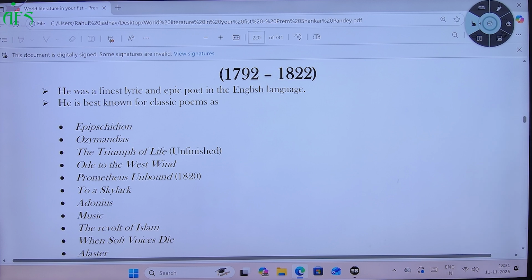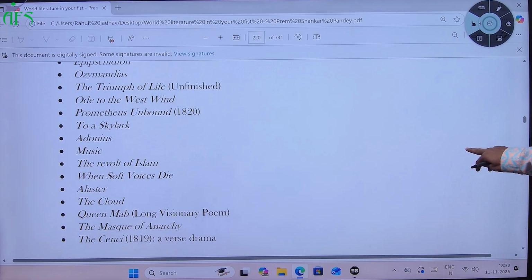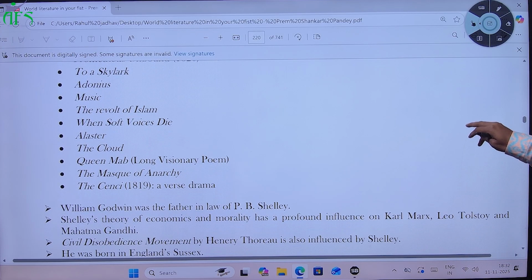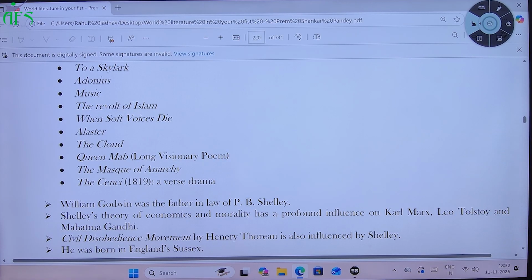The first one is Epipsychidion, then Ozymandias, The Triumph of Life, Ode to the West Wind, then Prometheus Unbound, To a Skylark, then Adonais, then Music, The Revolt of Islam, When Soft Voices Die, Alastor, The Cloud, Queen Mab, The Mask of Anarchy, The Cenci, a verse drama.